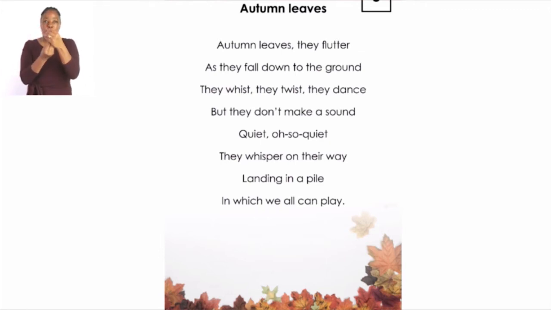The poem is called Autumn Leaves. Autumn leaves, they flutter as they fall down to the ground. They whisk and twist, they dance, but they don't make a sound. Quiet, oh so quiet, they whisper on their way, landing in a pile in which we all can play. And that is our poem today. Let us try again. This time, if you'd like, please read with me.